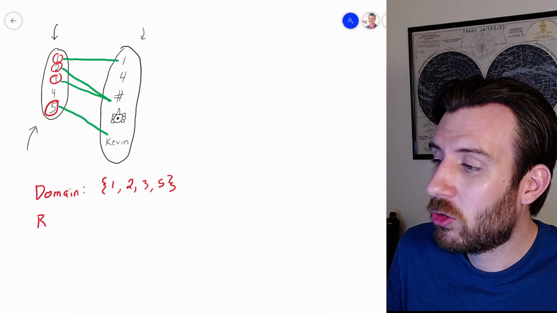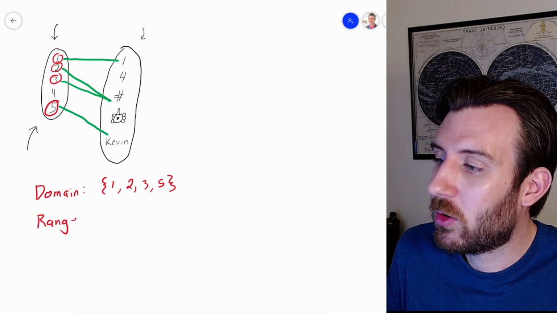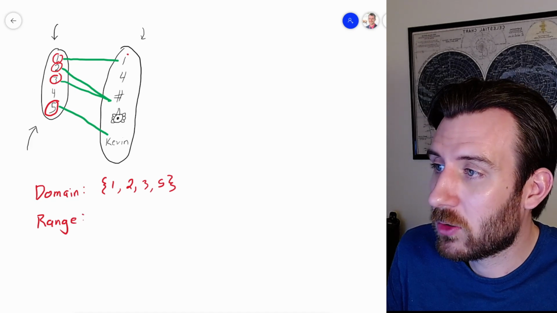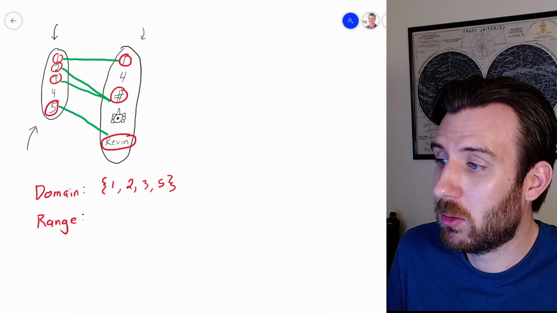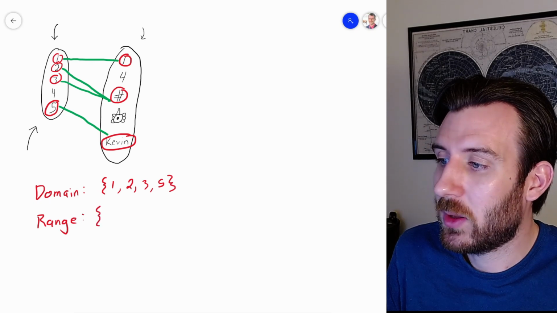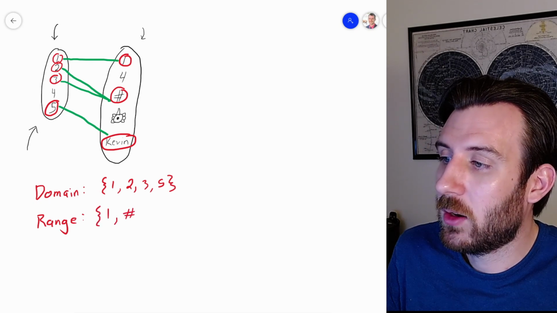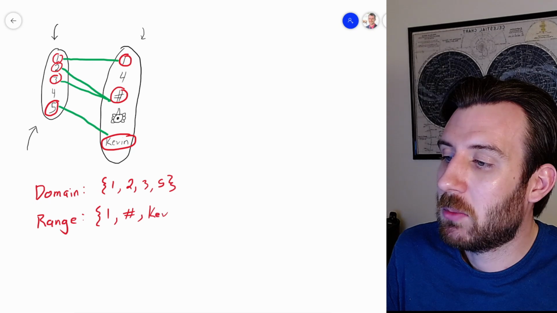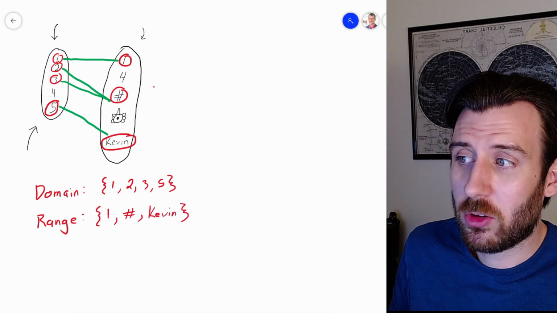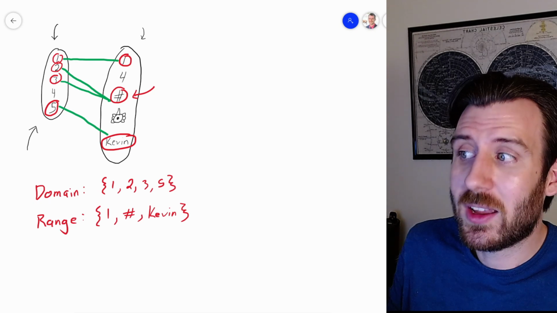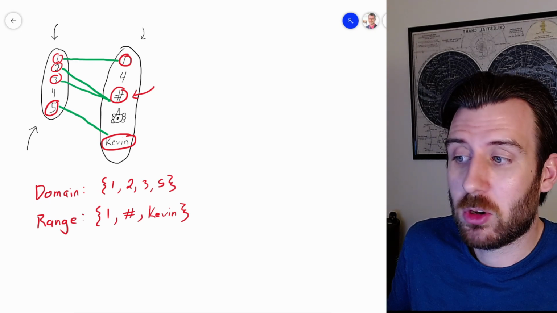For the range, very similarly, we can say that there's a pile of things that are in the range. For example, 1 is going to be a result. Pound sign is going to be a result. My name is going to be a result. So in that pile, what do we have? 1, the pound sign, and my name, Kevin. Now notice we don't need to repeat the pound sign, even though it's in here twice. It's an output for both 2 and 3. We don't need to put it in the pile twice.